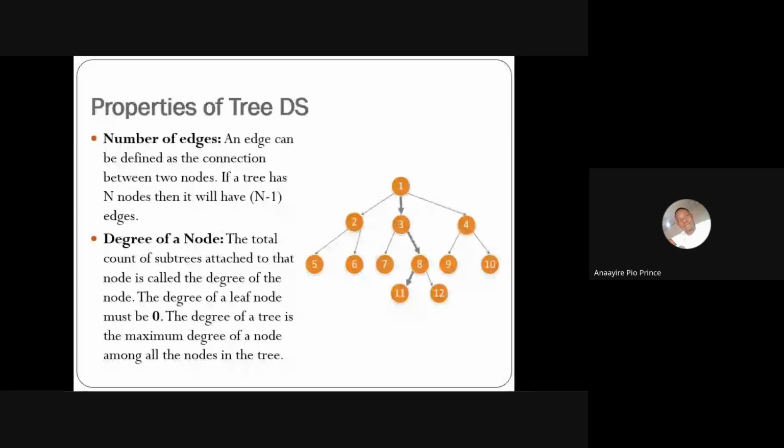I think 12 nodes. To find the number of edges, you subtract 1 from the 12, and then we have it. So if a tree has n nodes, in our case it is 12, then n minus 1 gives us the number of edges. So 12 minus 1 is going to give us 11. So we have 11 edges here.